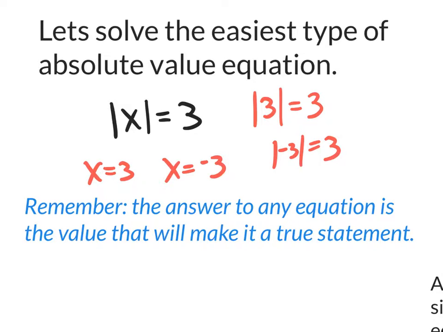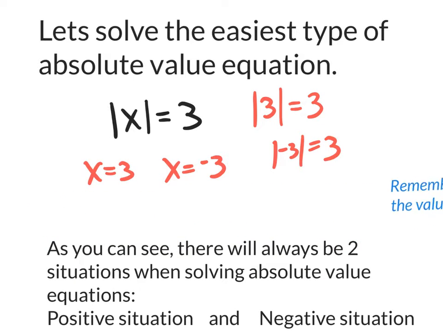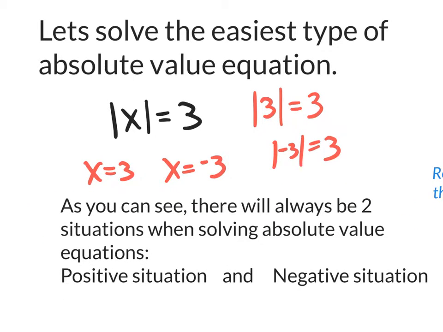Make sense? As you can see, there will always be two situations when solving an absolute value equation: a positive situation and a negative situation. From this single absolute value equation, the easiest type there is, there are two situations. You could plug in positive 3 and that'll be a true statement. You could also plug in a negative 3 and it'll be a true statement. So we need to understand first that on any absolute value equation, you're going to have a positive situation and a negative situation.